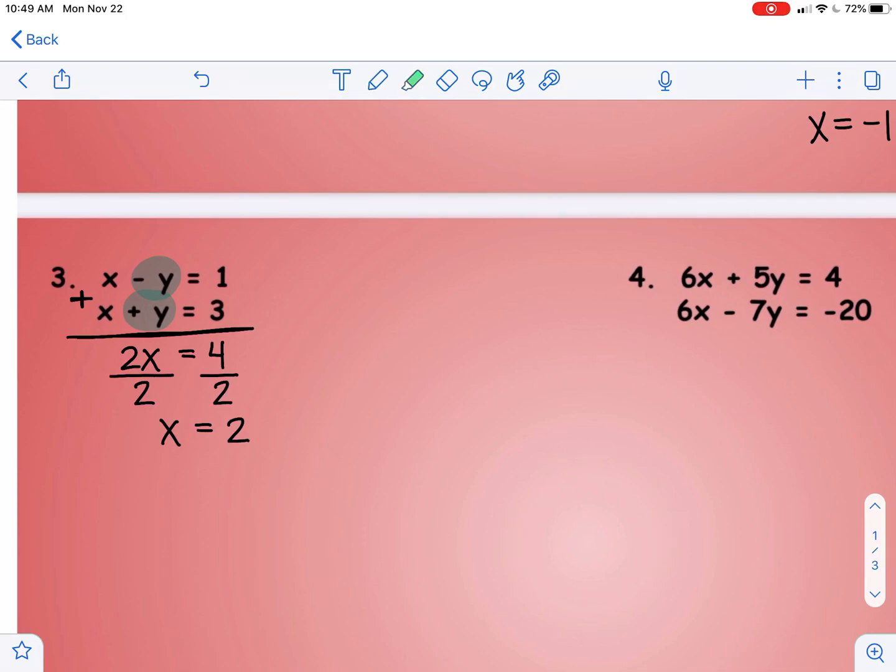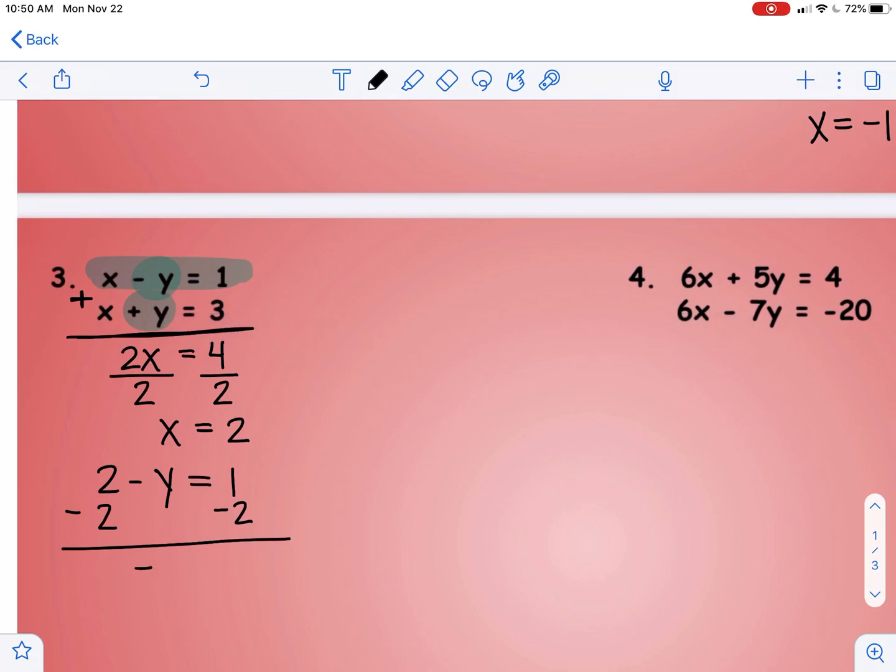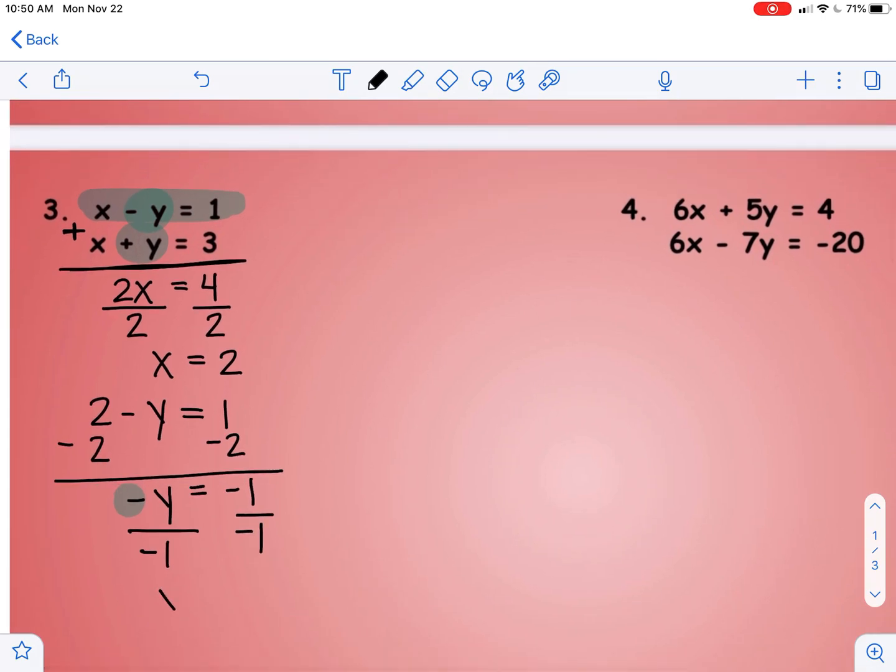So from here, I'm going to just use this top equation, and I'm going to have 2 minus y is equal to 1. I'm going to subtract 2 from both sides, and I'm going to get negative y is equal to negative 1. And then to get rid of this negative, I'm going to divide by negative 1 on both sides. And I'm going to get y is equal to 1.